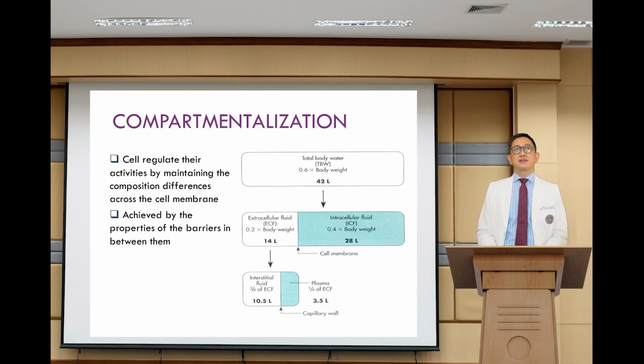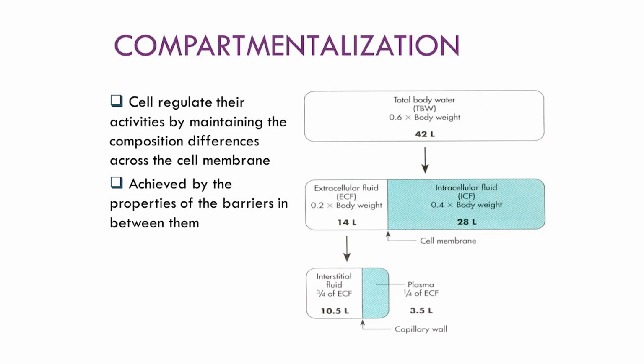So cells regulate their activities by maintaining the composition differences across the cell membrane. So there are barriers actually between the ECF and the ICF. If you look at the ECF and the ICF, there is the cell membrane. We've talked a lot about cell membrane a while ago. And between the IF and the plasma, you have another membrane, a specialized type of membrane. It's a very thin wall. It's called your capillary wall.